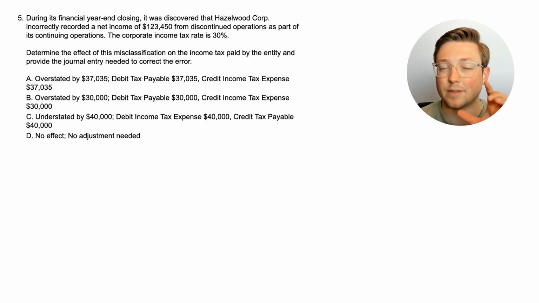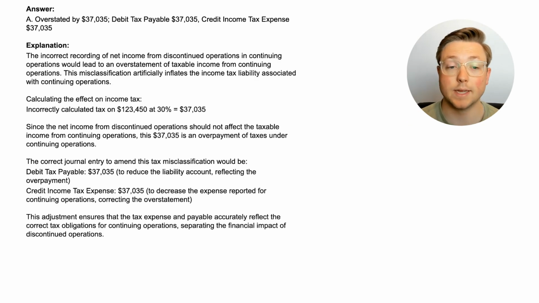So how does this affect the taxes specifically? Think about it. Pause the video if you need to. Come back when you're ready. All right, here we are at the answer. The answer is A. It's going to be overstated by $37,035. And to fix it, we have to debit tax payable for that same amount and credit income tax expense for that same amount. So let's walk through this.